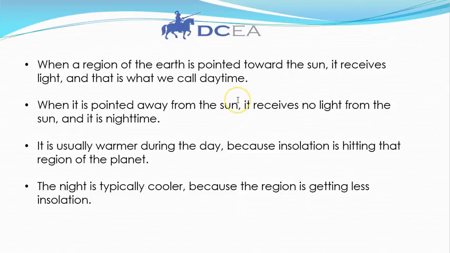When a region of the Earth is pointed toward the sun, it receives light, and that's what we call daytime. When it's pointed away from the sun, there's no light, and that's nighttime. It's usually warmer during the day because insolation is hitting that region of the planet. Nights are typically cooler because the region is getting less insolation.